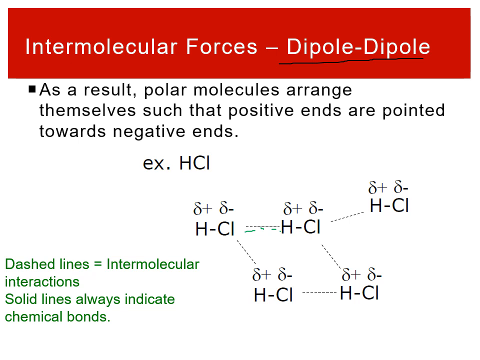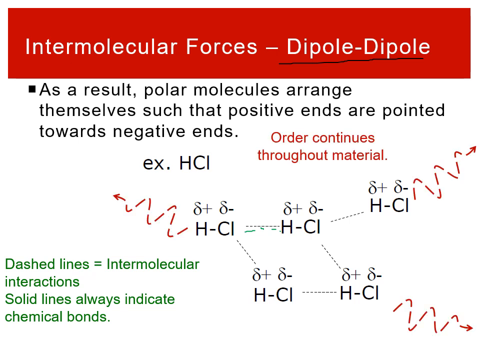So this is just 5 molecules. You can see they're arranged such that the plus is lined up with the negative. This contributes to an order that is going to be maintained throughout the material. You're going to have these repeating patterns such that these dipoles are all interacting with each other. Everything is lined up.